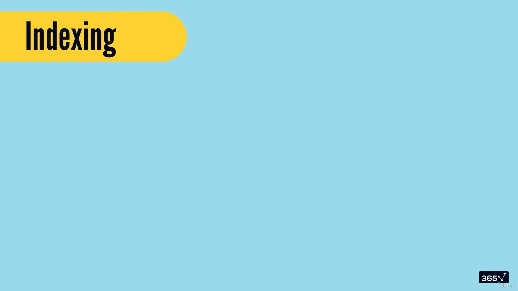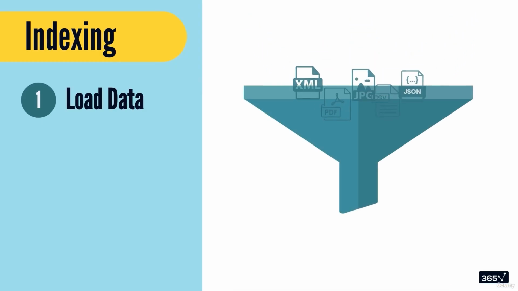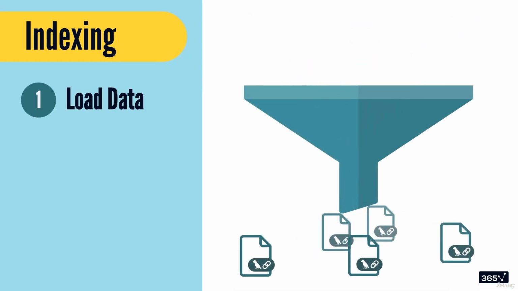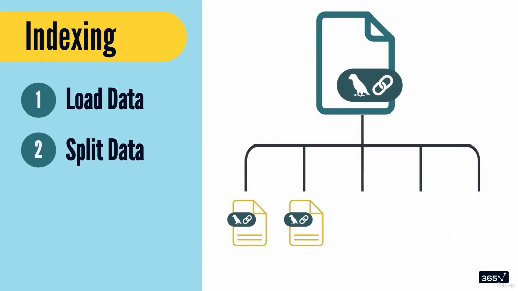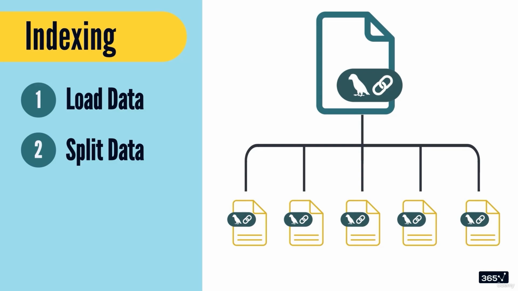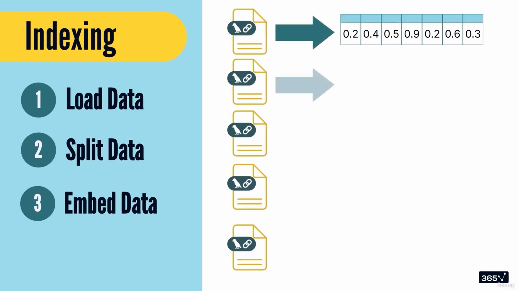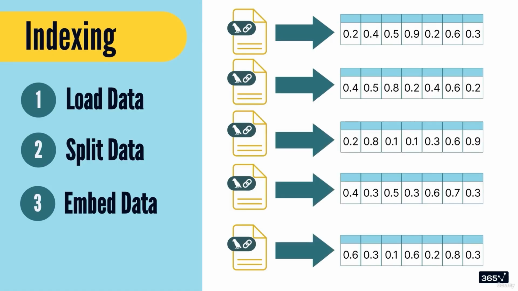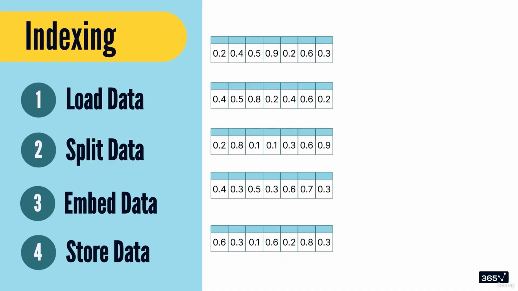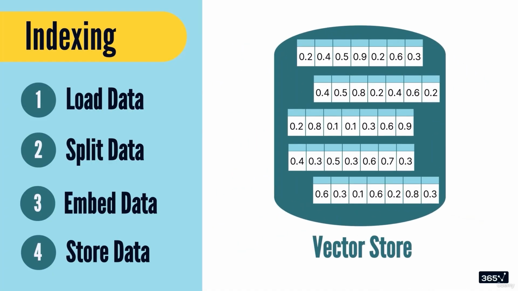Indexing is an integral part of a RAG-powered application, encompassing the following key processes. First, load custom data from various formats to a standard LangChain document format. Second, split the document into smaller chunks to ensure it fits the LLM context window limit. Third, embed the text in the documents so that each chunk has its own vector representation, capturing the semantic meaning of the text. And finally, store these vector representations in a specialized database called a vector store.